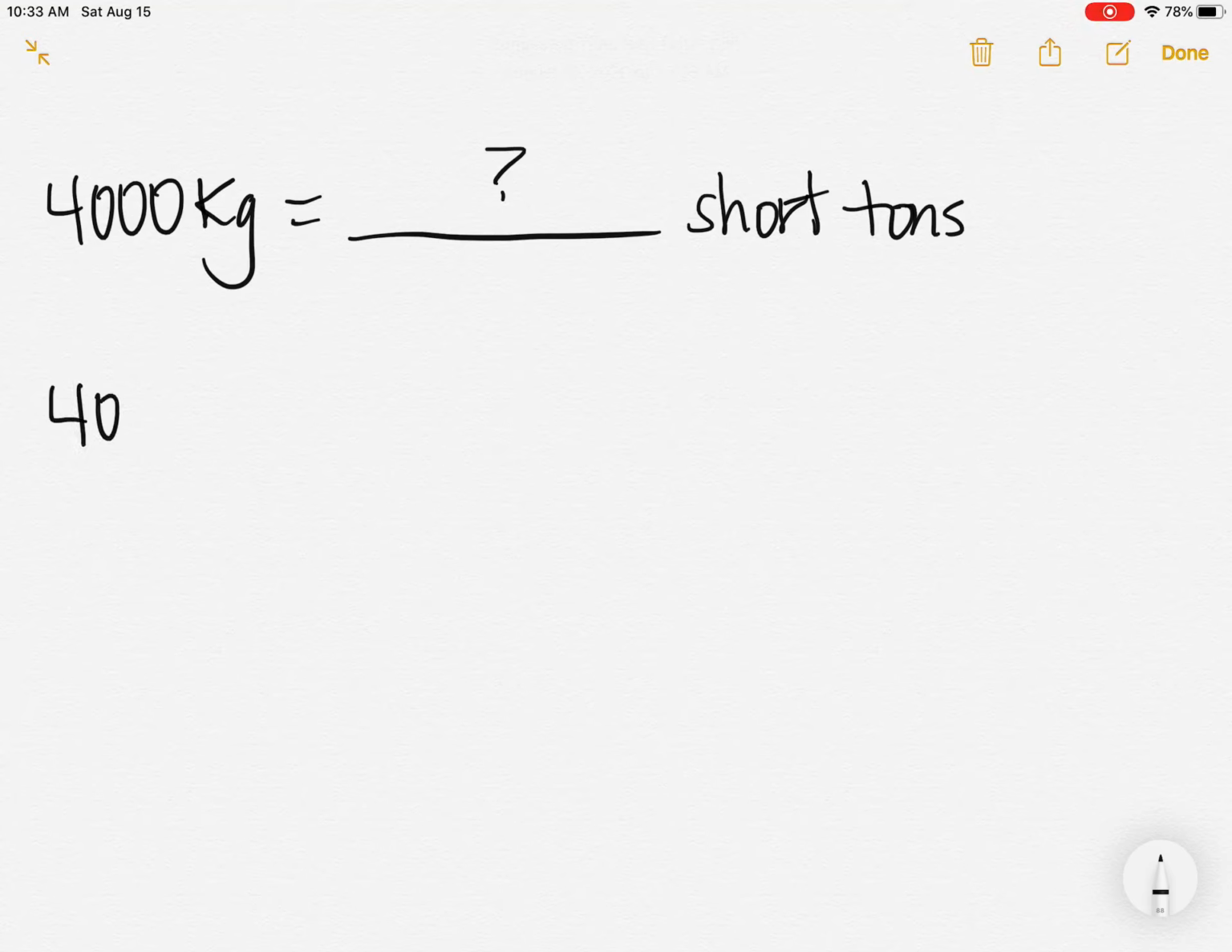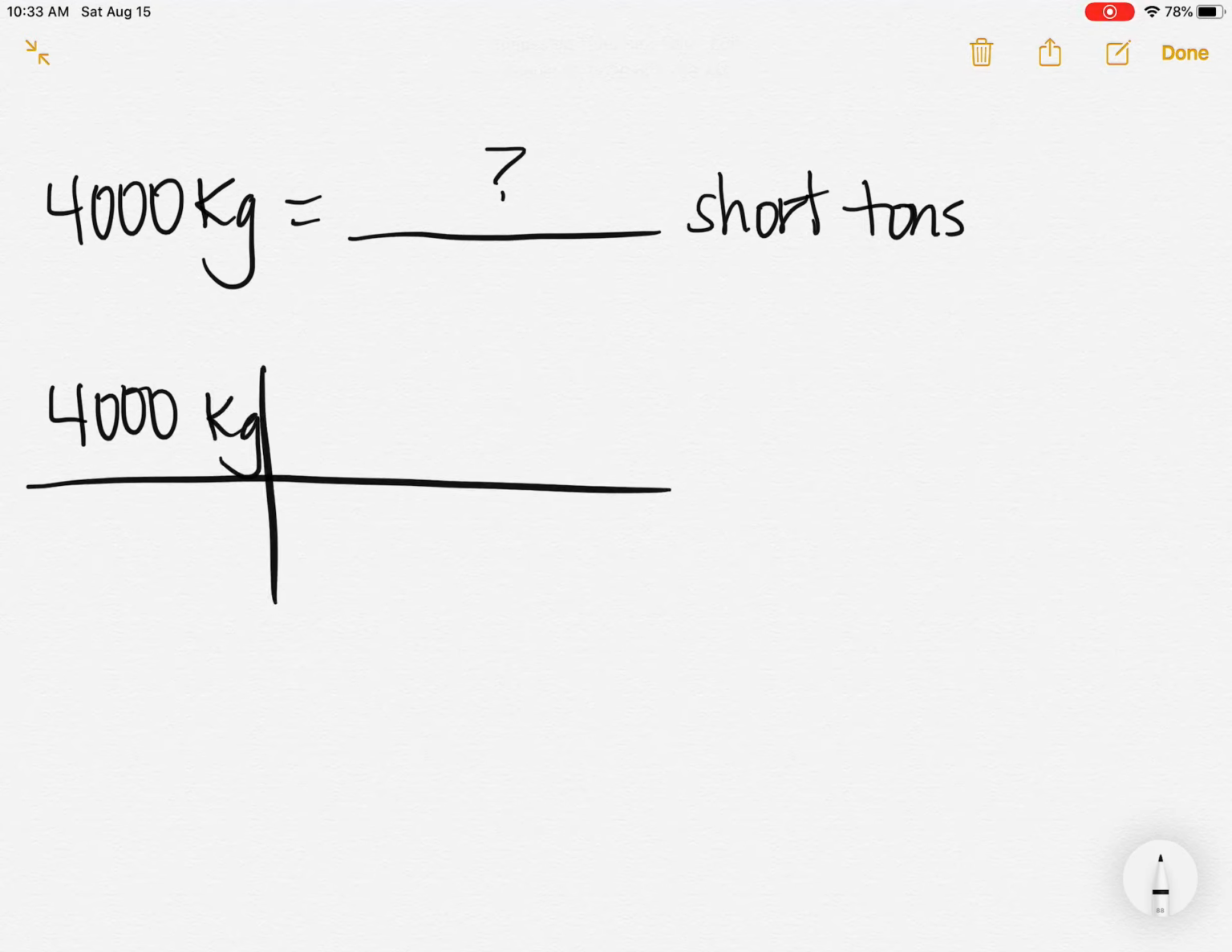Okay, so again, same thing. I'm just going to start with 4,000 kilograms, set up my crossbar. But of course this time I don't even know what a short ton is, so I need to start looking for some conversion factors on my paper. So of course kilogram is a weight, so I'm under the weight category, and I'm trying to get from kilogram into short tons, but we don't know if we can do it in one step.